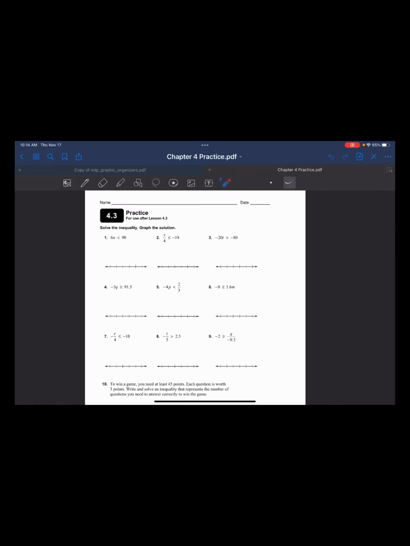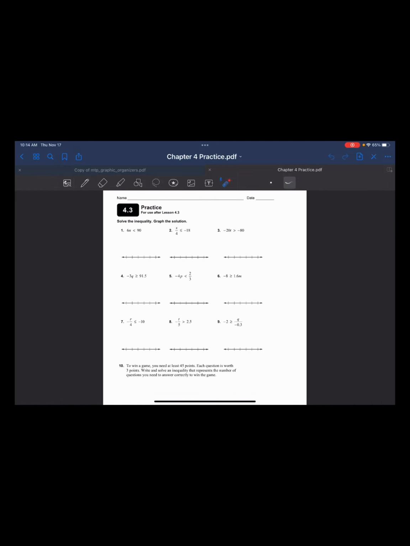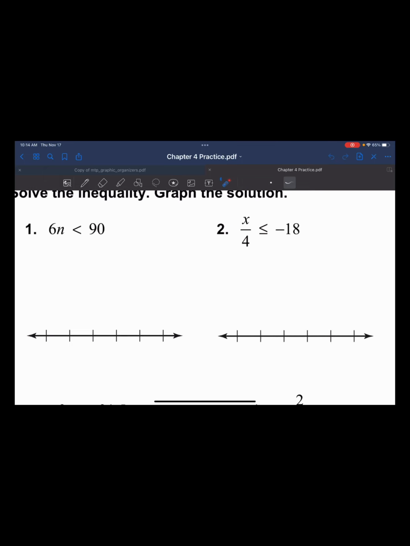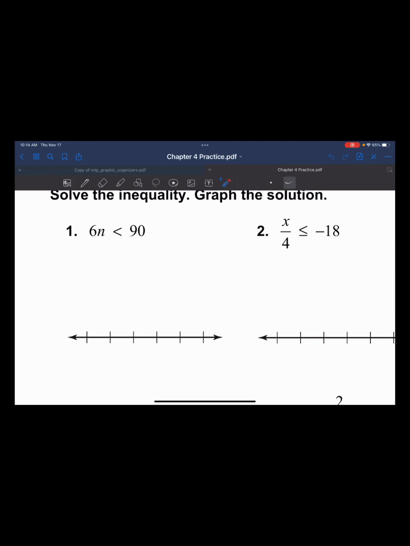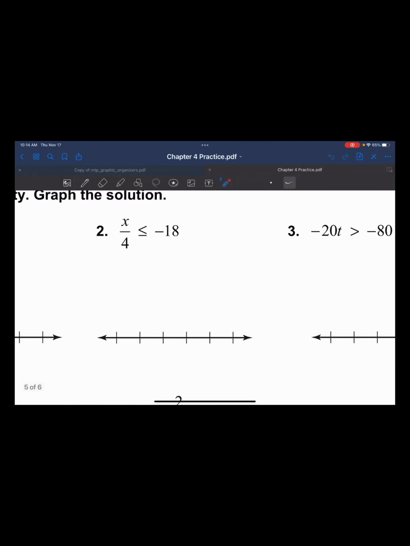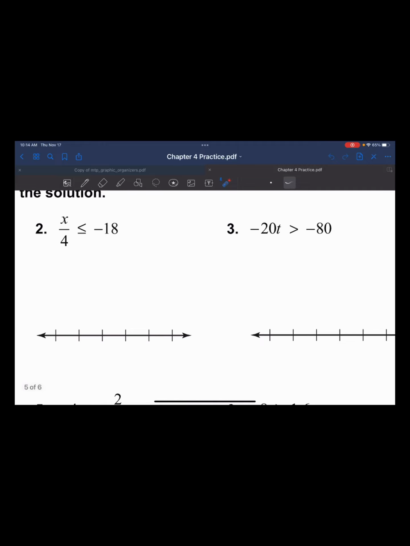I do want to walk through it real quick and talk about the ones where the sign's going to flip. You can tell if the sign's going to flip by looking at the thing that you're trying to get away from the variable. For example, number 1, the thing that I'm trying to get away from my variable is 6. 6 is positive, which means it's not going to create the sign flipping. Number 2, the thing that I'm trying to get away from my variable is that 4, and that 4 is positive, so it's not going to cause my sign to flip.